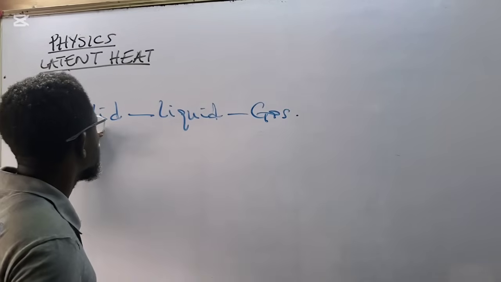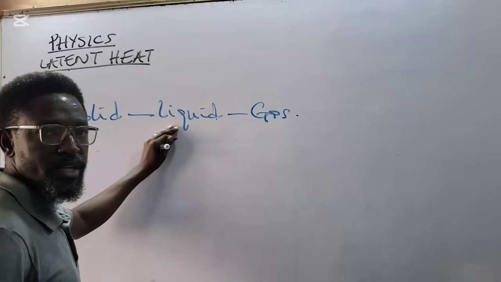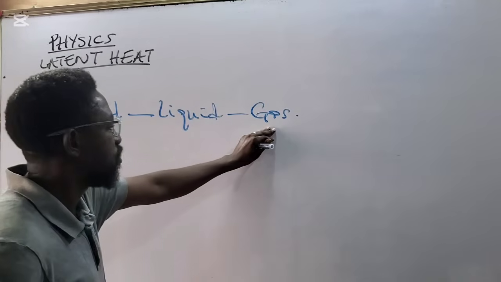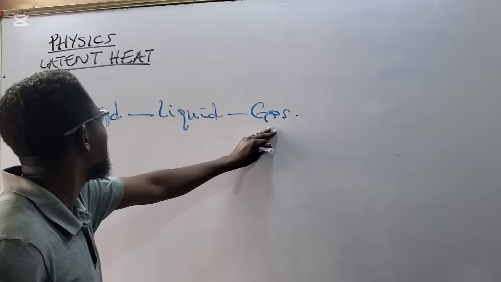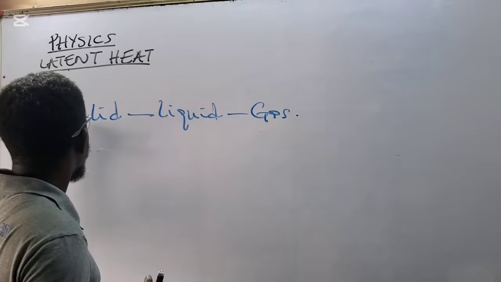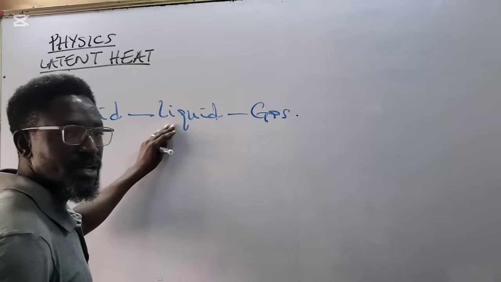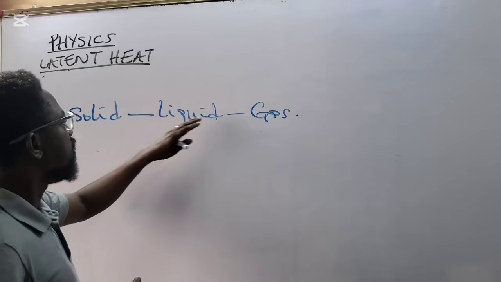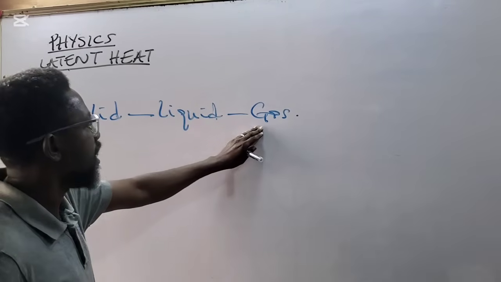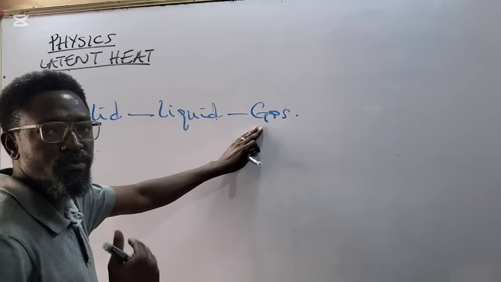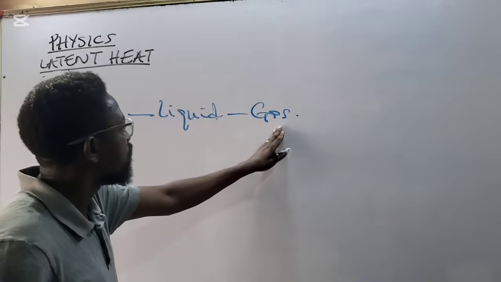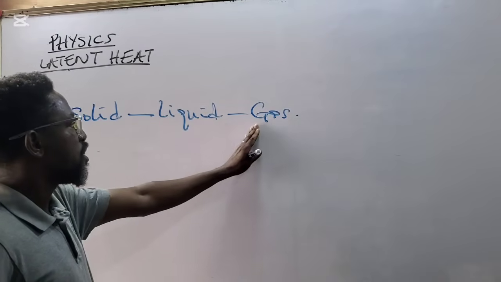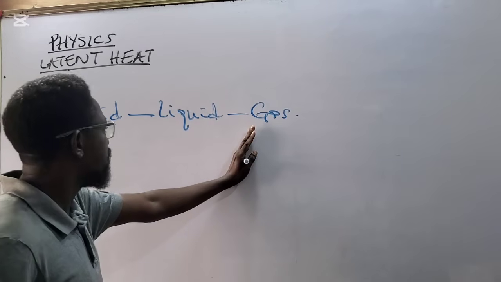To convert solid to liquid, heat is needed. To convert liquid to gas or to vapor, heat is also needed. The heat required to convert the solid to liquid is called the latent heat of fusion. The heat required to convert the liquid to gas is the latent heat of vaporization. Of course, you can convert gas back to liquid, then you talk about the latent heat of condensation.